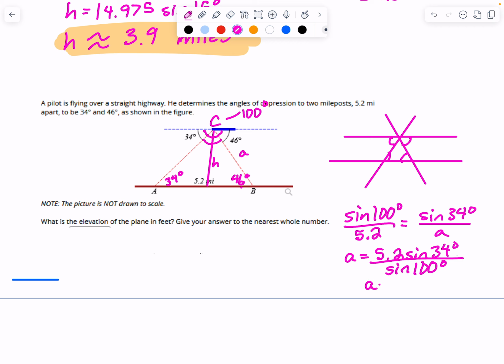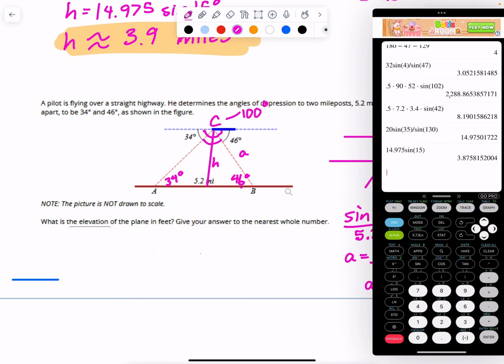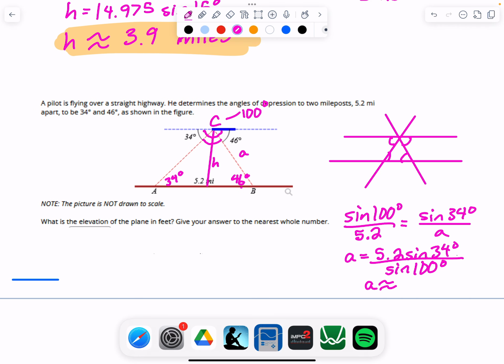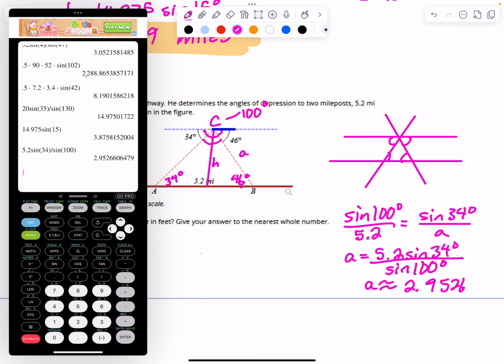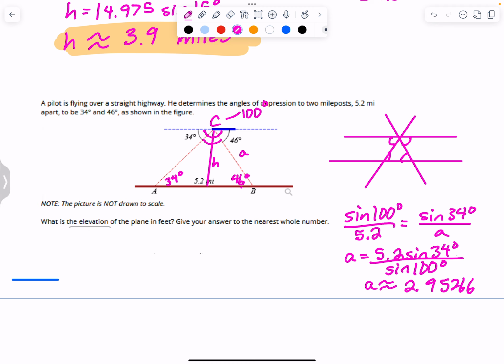And that's going to be roughly something. All right, 5.2 sine of 34, close it, divided by sine of 100. Okay, I got about a 2 point, and I'm not going to really round here, 5266. I think that's probably enough to give me a whole number in the end that's going to be accurate. So now I use that, that's A, I can just use right triangle trig.